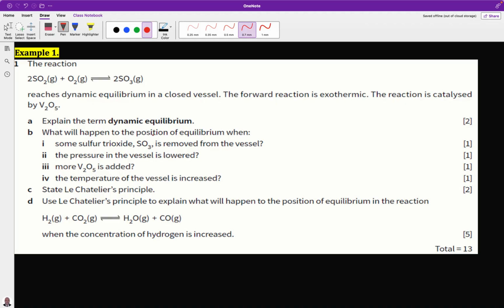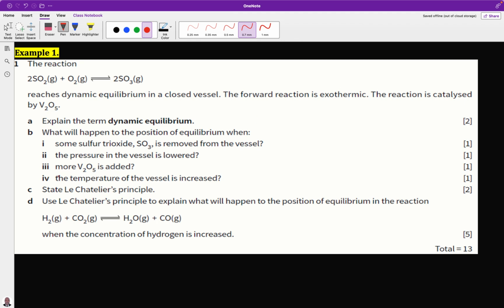3. What will happen to the position of the equilibrium when more of the catalyst, vanadium pentoxide, is added? As we said, the catalyst has no influence on the position of the equilibrium. Adding or decreasing the catalyst will have nothing to do with the equilibrium. The catalyst is only there to increase the speed at which the equilibrium is established. So it has no effect on the position of the equilibrium.